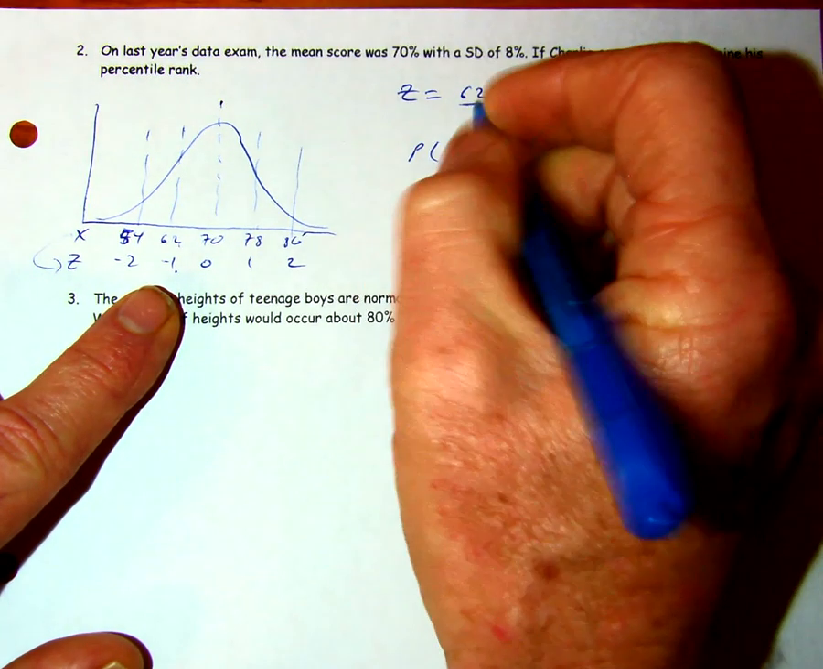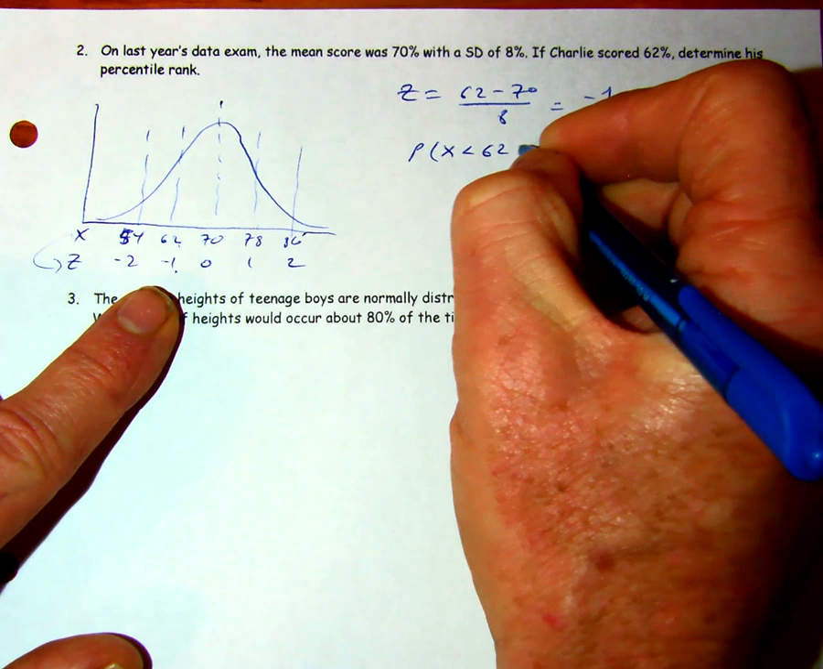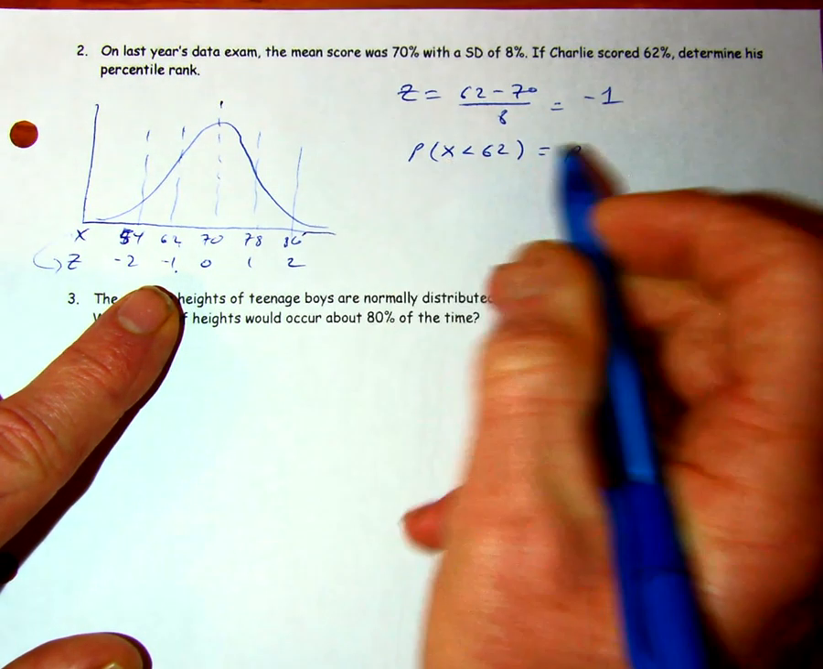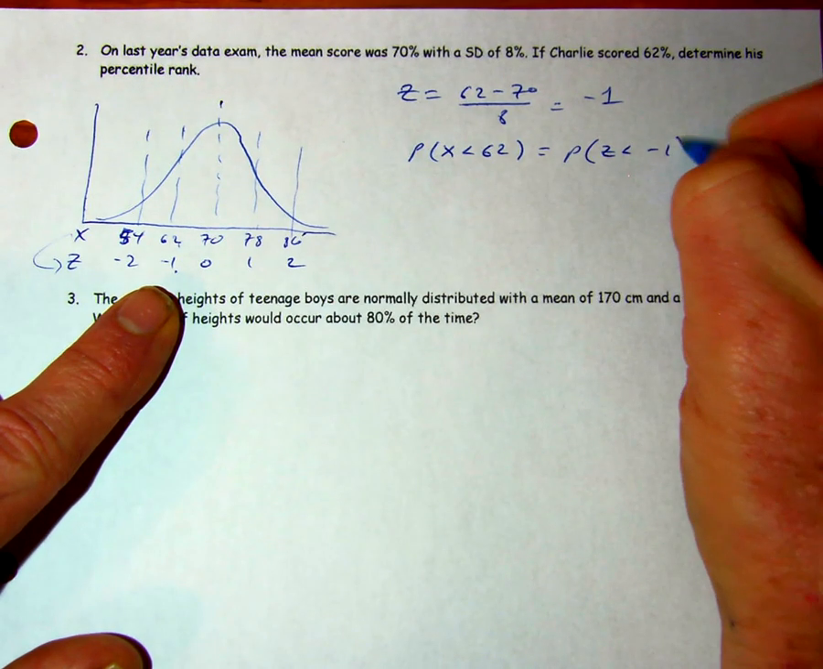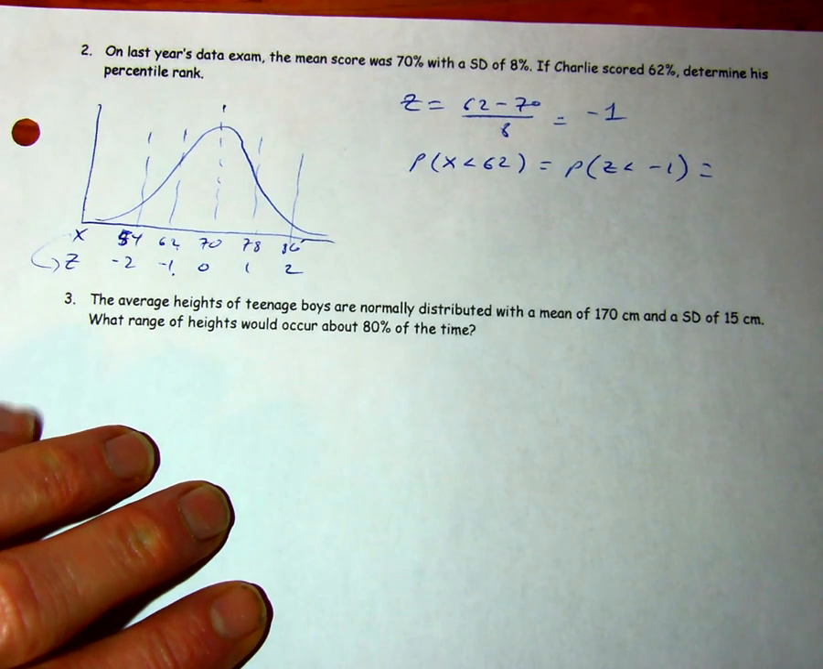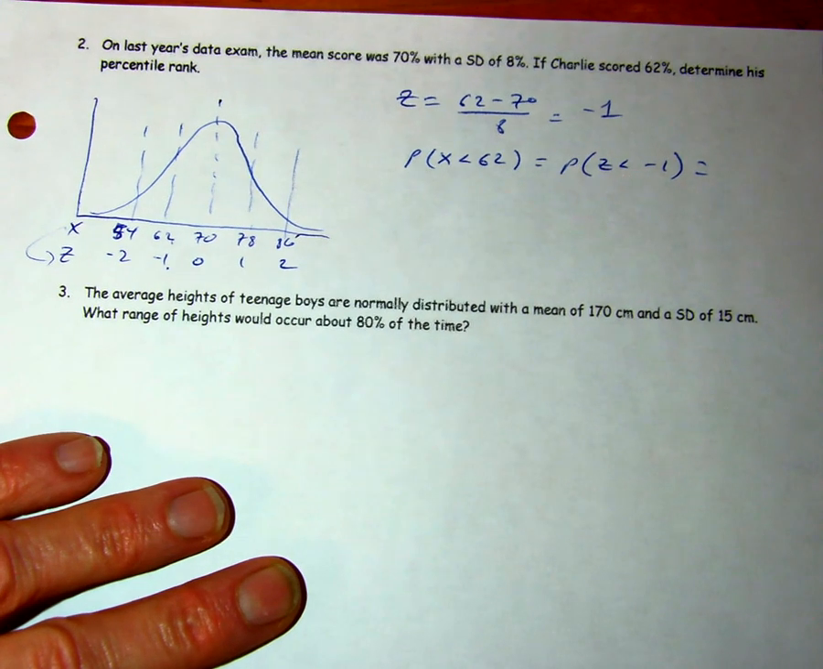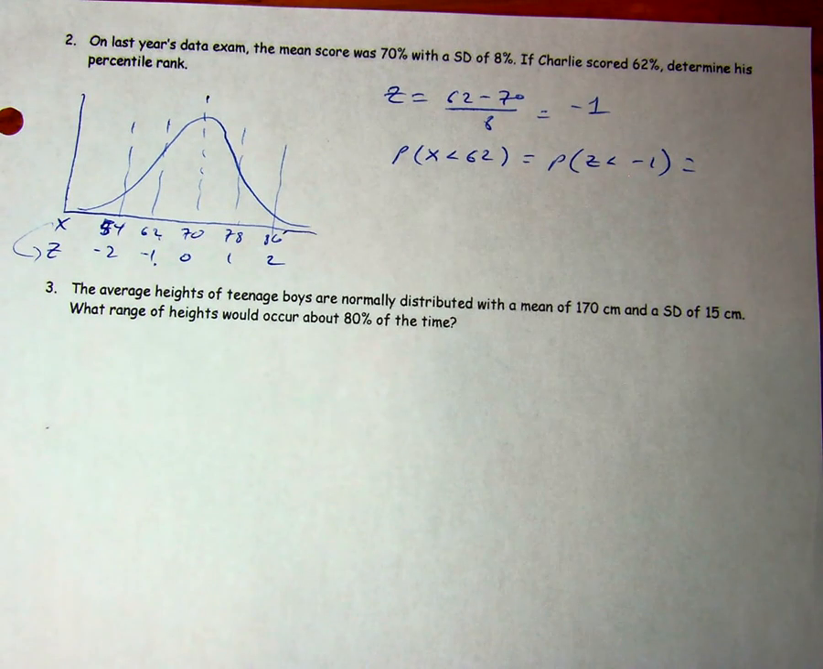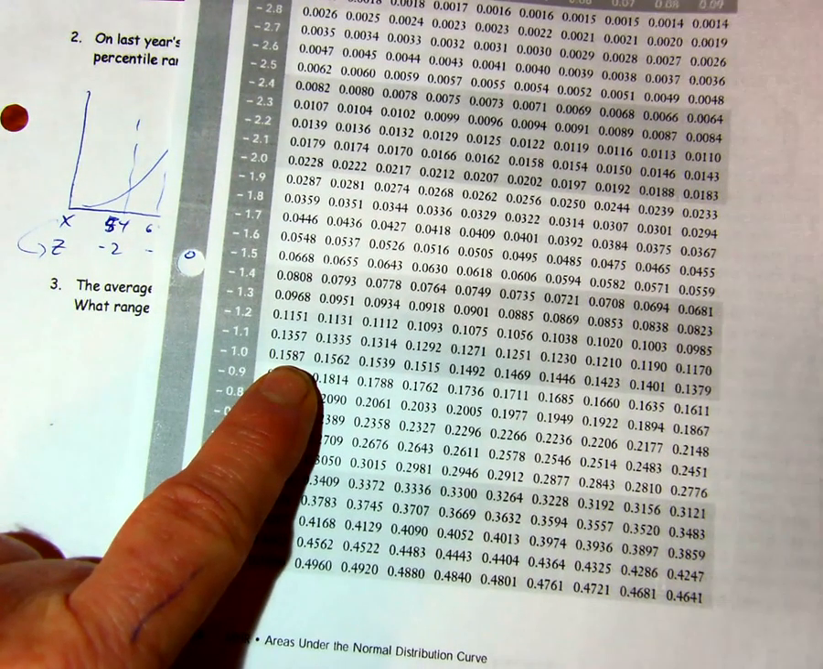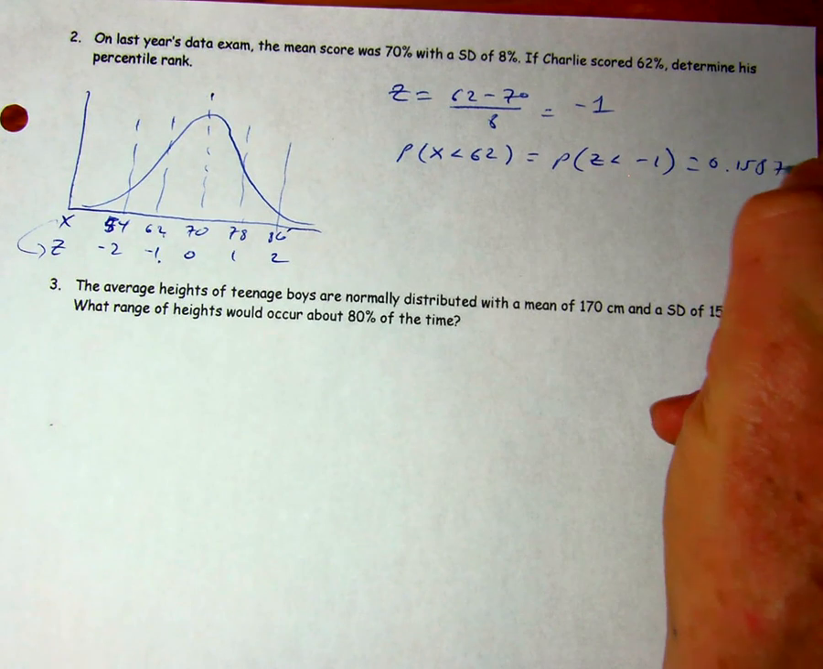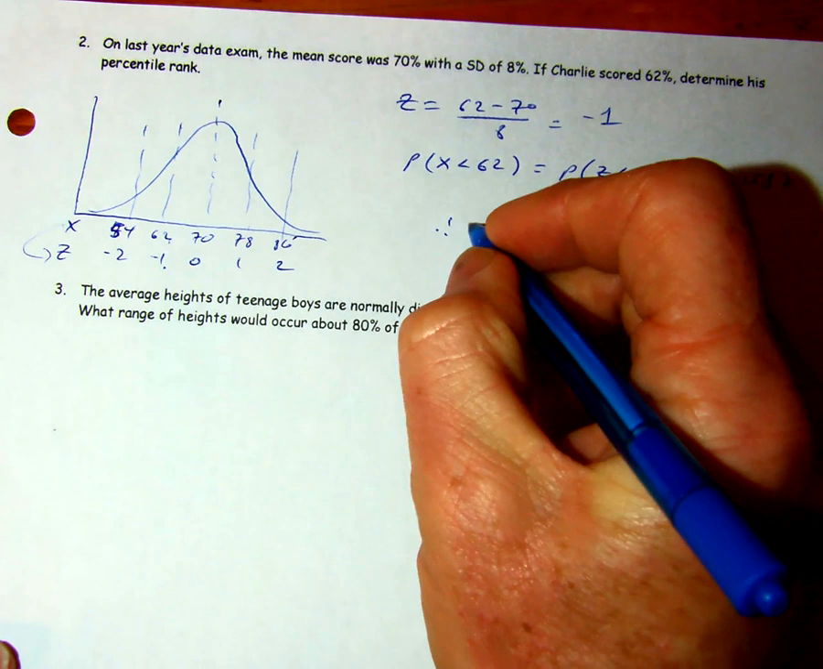So again, we have to convert the probability of the value being less than 62 to a z score. It's the same as the probability of the z score being less than minus 1. And that is, somebody look that up for me. What is it using the chart? Some of you have the chart, right? So what's minus 1? Minus 1 exactly is 0.1587, or 15.9%, whatever.